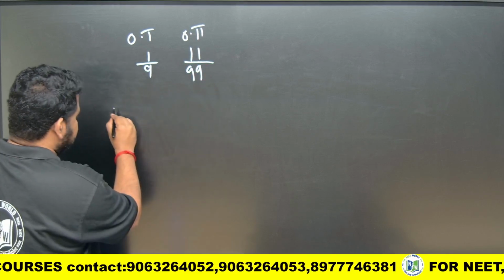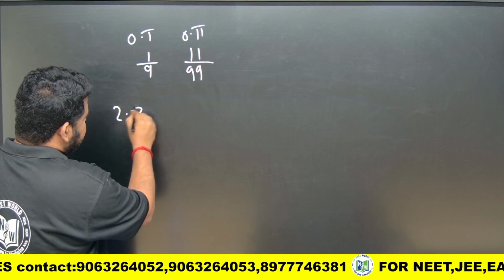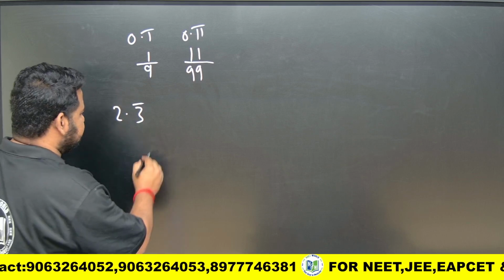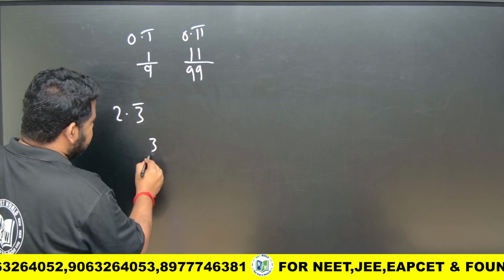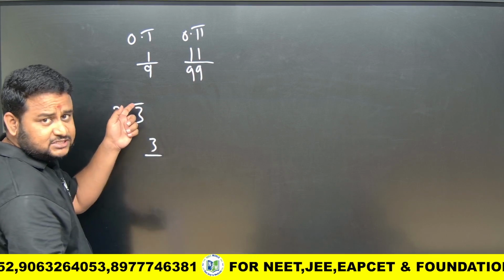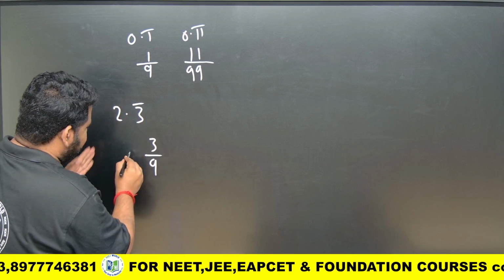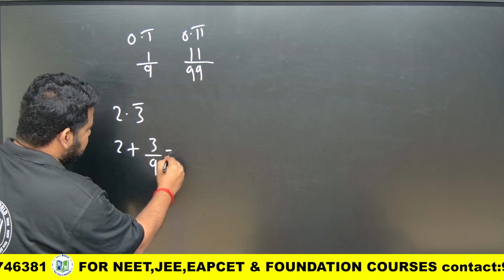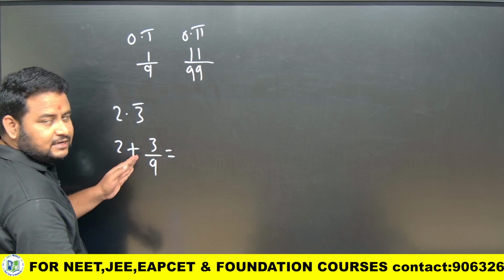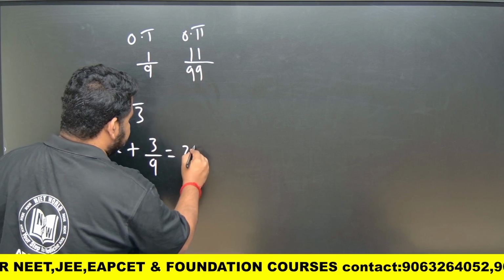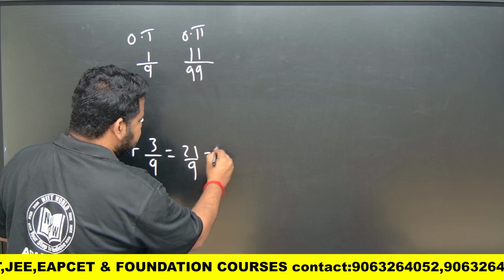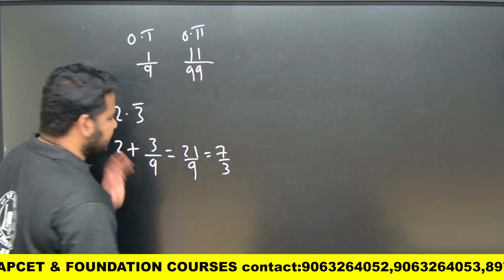Or if you have something like 2.3 bar, then how to write this? Directly you can write it as 3 divided by what? On how many digits is the bar? The bar is on one digit, so I can write it as 9. This 2, instead of the point, I can write as 2 plus. So, this will become what, friends? 9 2s are 18. 18 plus 3 is 21 by 9. This further you can simplify, 3 7s are 21, 3 3s are 9. So we can write it like this.